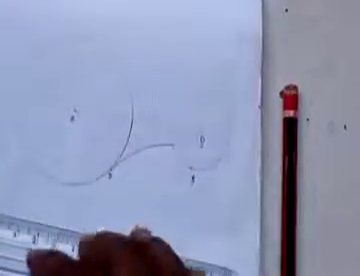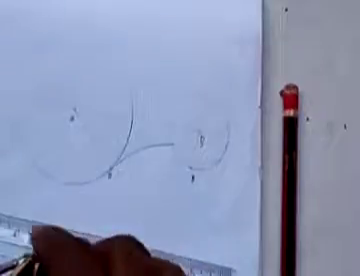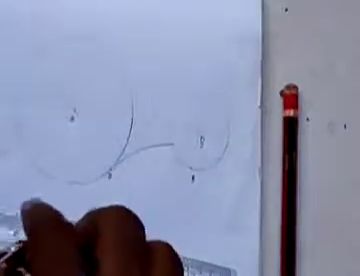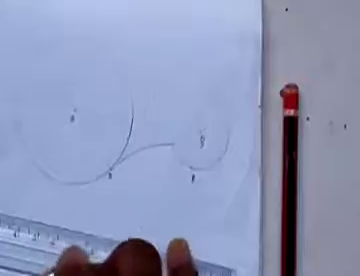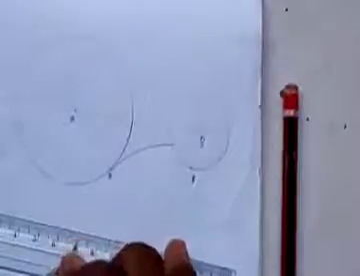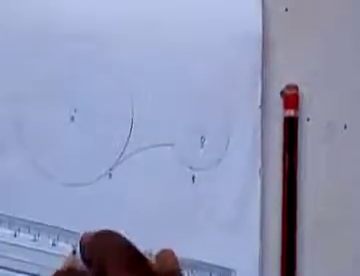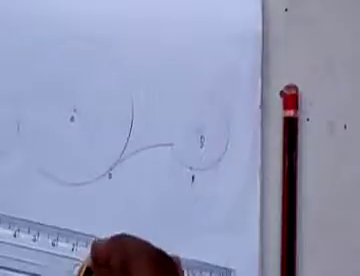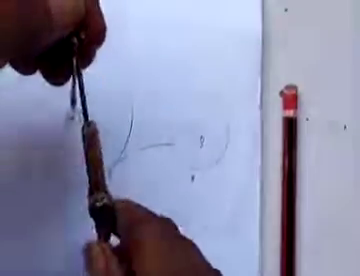Then for the external arc, we use center A and radius R1 minus A1. That means center A and a radius of the difference between the external arc and the first circle. The external arc has a radius of 10 and the first circle has a radius of 3. So you make it a radius of 7, because it's 10 minus 3. So you draw an arc of 7 centimeters.